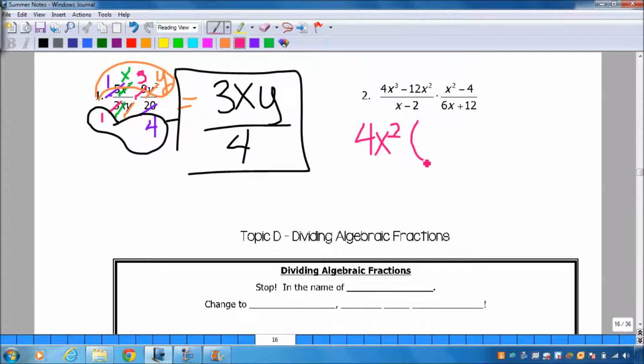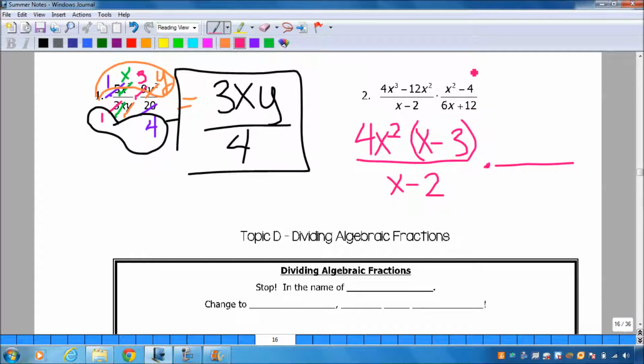And then I'm going to write down what I get left over. So if I divide this 4x cubed by this 4x squared, I end up getting x. And if I divide the negative 12x squared by 4x squared, I end up getting negative 3. All over x minus 2. Okay? Times, now let's look at this numerator right here. By the way, I said all over x minus 2 because I know there's no GCF in this problem. It's not a difference of perfect squares, and it's not a product of two binomials.